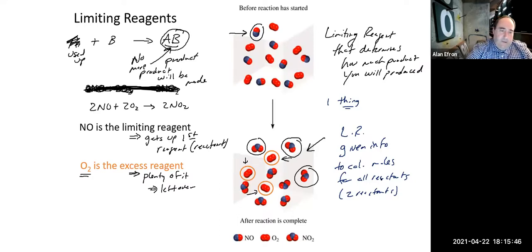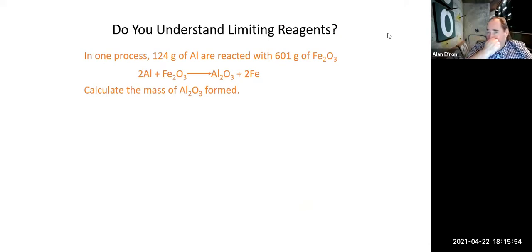All right, so let's take a look at one here together. Again, I'm going to show you this method, and you can use it if you like it. If you've learned another way, we'll talk a little bit about an alternative, maybe more common, way you could do that as well. So first off, let's take a look at this reaction. In one process, we're taking 124 grams of aluminum and reacting it with 601 grams of iron(III) oxide. What is the mass, in grams, of aluminum oxide that is produced?